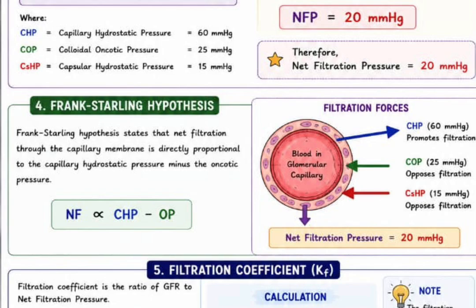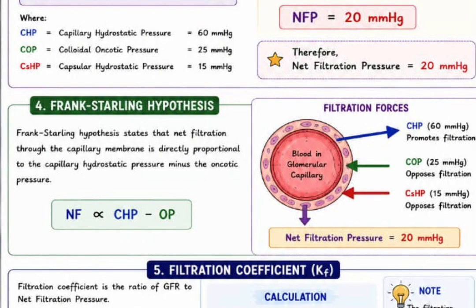So naturally, that is why the net filtration pressure is 20, because when you reduce the colloidal oncotic pressure, much more fluid will be leaking into the tissues, and there will be no restriction for the fluid to stay in the blood. If not, it will enter into the tissue and it will not be able to pump back into the blood through the venous circulation.